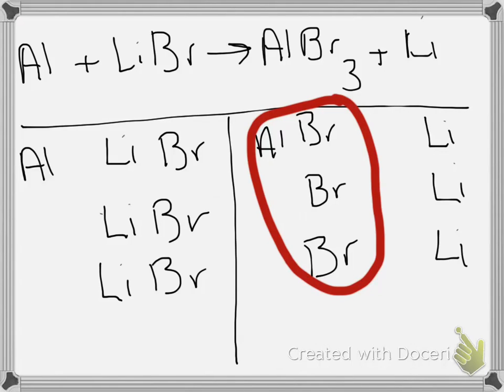So updating my equation, I'm not going to do anything to the aluminum. I'm going to put a 3 out front of LiBr. I'm not going to add anything in front of the AlBr3 because I only formed 1 of them. And then I'm going to put a 3 in front of lithium. So just like before, we make our T-chart, write down our reactants, copy them onto the product side, add additional reactants as needed to complete the products that are listed above, and then write the coefficients out front.